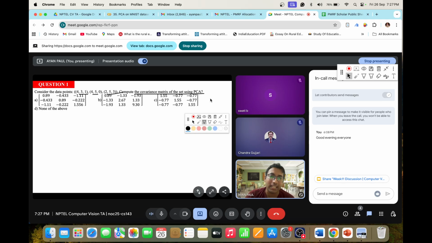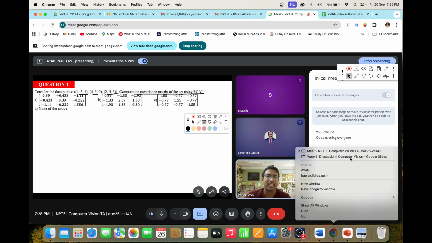Once we do the data centering, our covariance matrix is nothing but 1 by n, X bar into X bar transpose. So by that we can get the covariance matrix. It is very easy. After getting the covariance matrix, you can find the eigenvalues and eigenvectors, then arrange the eigenvalues in descending order, and choose the number of eigenvalues you require to get the maximum variance, or the variance that has been asked in the question.